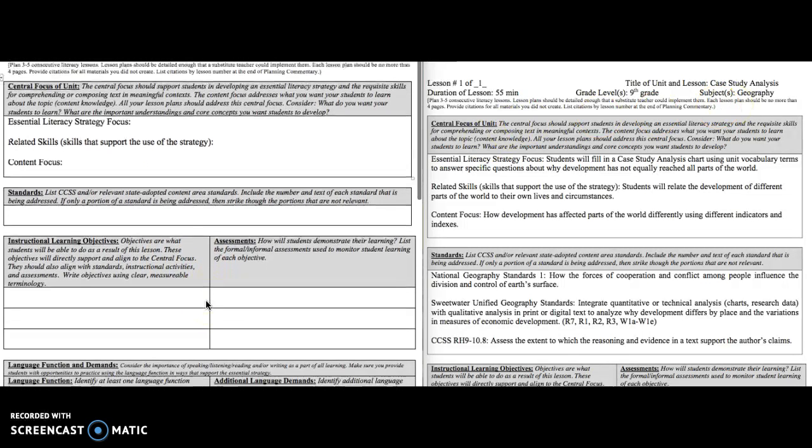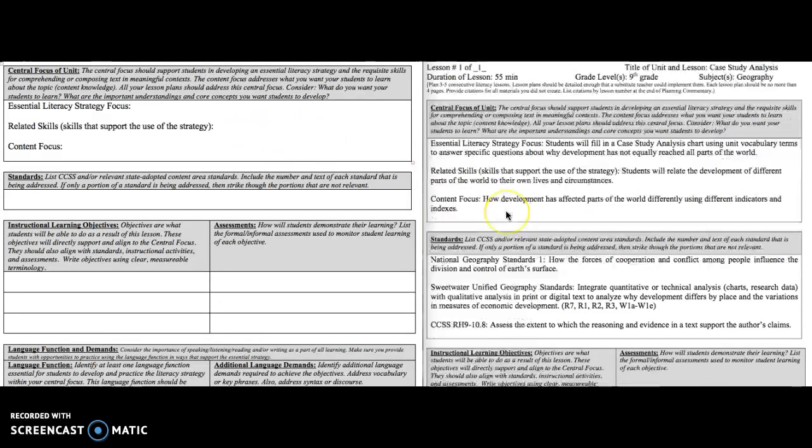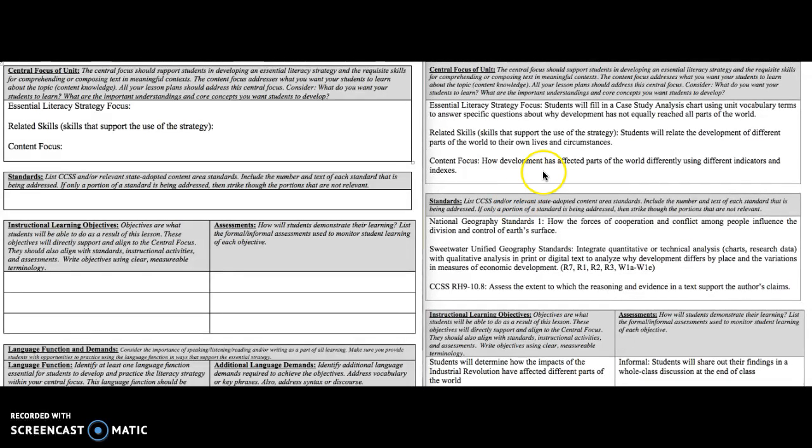So to continue, the central focus of the unit, so this is basically where you talk about the literacy strategy focus, what students are going to focus on in reading and writing, etc. And then related skills that support the use of the strategy, as well as the content focus. So here we can see that they put that students will fill in a case study analysis chart using unit vocabulary terms to answer specific questions about why development has not equally reached all parts of the world.